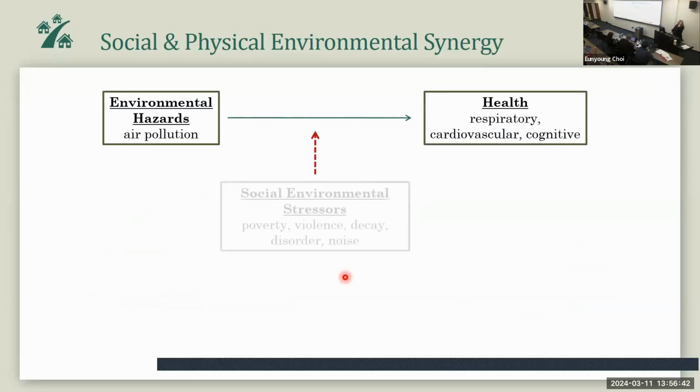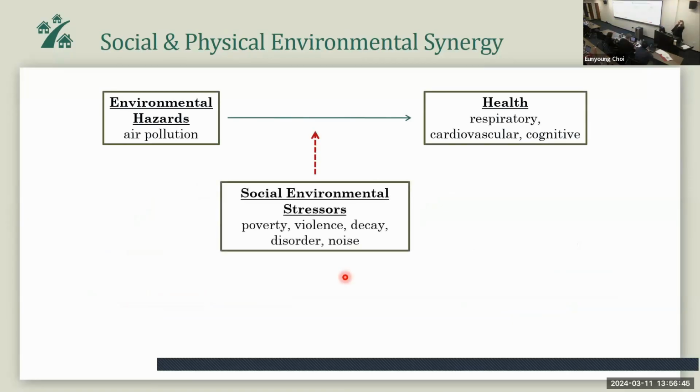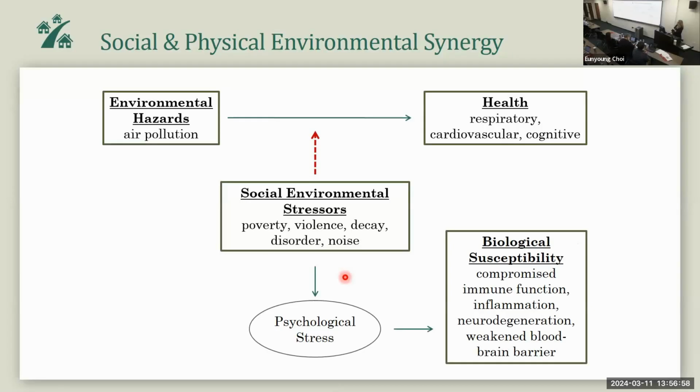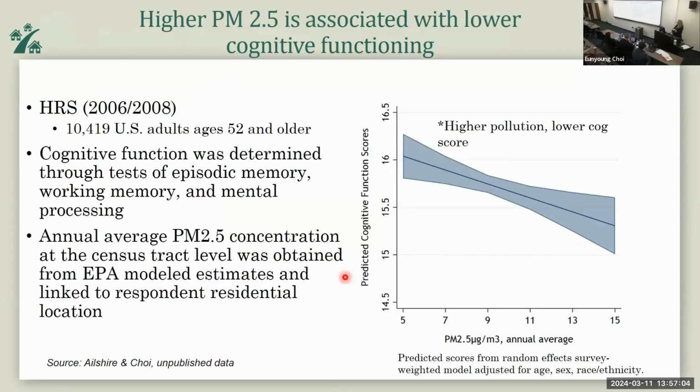We just made this figure to think about how air pollution might impact different health outcomes, that it would be modified by social environmental stressors. We didn't investigate these specific pathways, but we also hypothesized that psychological stress itself could create biological susceptibilities, which would have an effect on health outcomes.